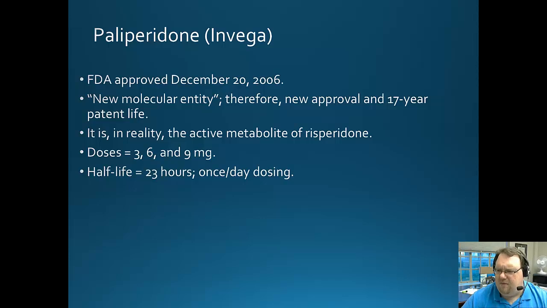So why do we randomly talk about this with risperidone? Well, this is one of those that's, oh, the drug companies are so smart. So it's a new molecular entity that got a new approval and a new 17-year patent life, when really all it is, risperidone has an active metabolite. So after it's initially metabolized, the metabolite also has an effect. Invega is the active metabolite. So very similar effects to risperidone. And probably honestly not worth the extra money.